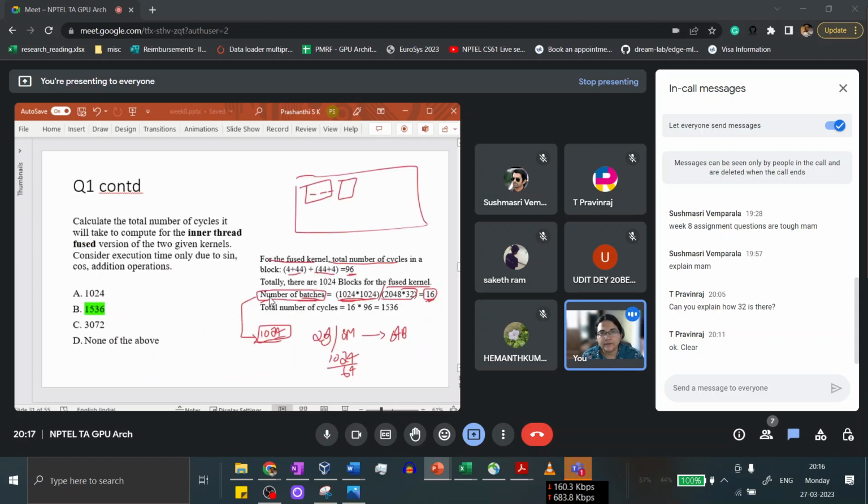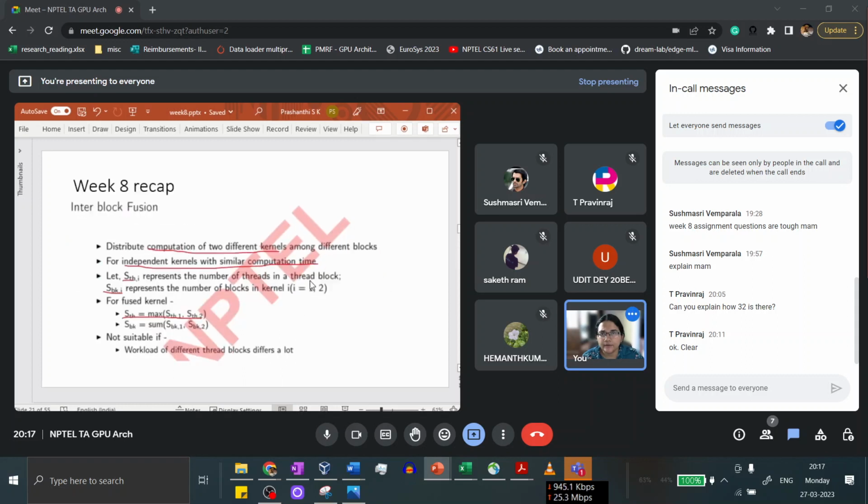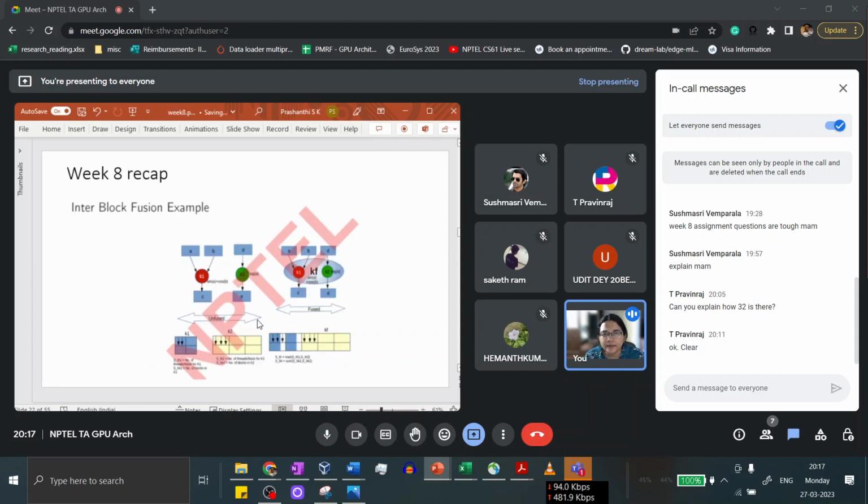What will happen now is, let's go back to inter-block fusion once. Remember that the number of threads is the max and the number of blocks is the sum of the two, right? This is what the fusion diagram looks like. If this has this many blocks and the yellow one has this much, when it's fused it looks like this. These blocks handle the blue kernel and then these handle the yellow one in the fused one.